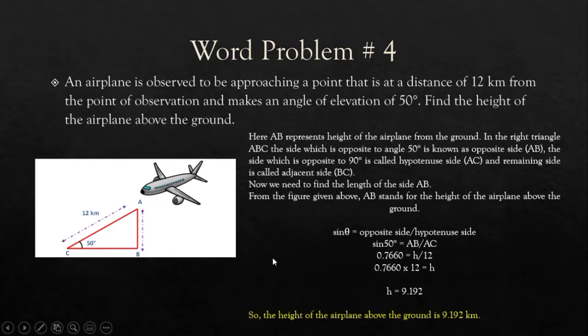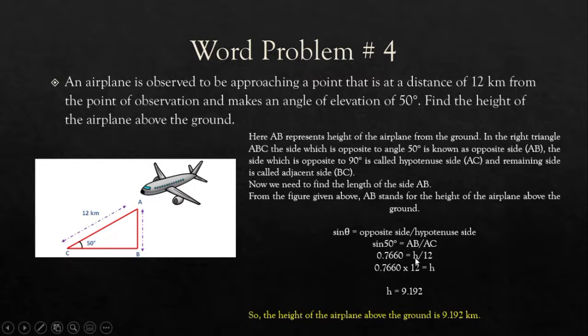So, for this problem, we will be using sine. Sine is equal to opposite side divided by hypotenuse side. Now we will get the given angle in our problem, which is 50 degrees, and we will put it beside sine. Then we will simplify it. If we simplify this in our scientific calculator, we will get 0.7660 equals h divided by 12.